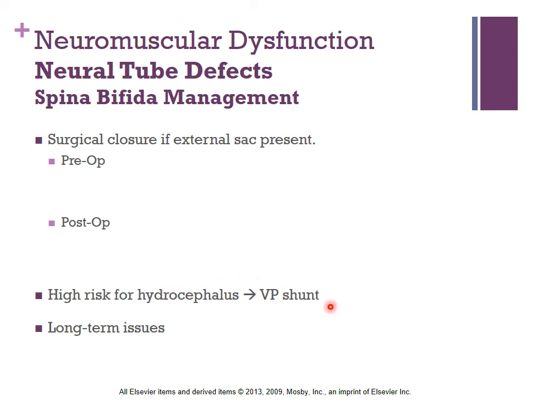So as far as management, pre-op care, like I just said, you want to keep that sac protected and you cover it with a wet sterile dressing or gauze, and you're going to keep them prone because obviously you cannot place them supine because it's going to put pressure on that sac. So if the external sac is present, which would be your cystica spina bifidas. Remember, occulta's inside, cystica, which is your meningocele, myelomeningocele, that's going to be outside. Notice the cyst in cystica.